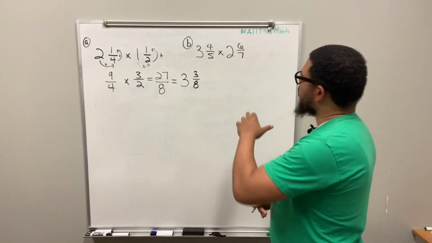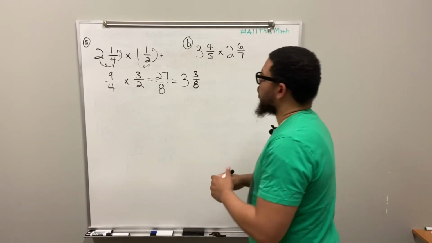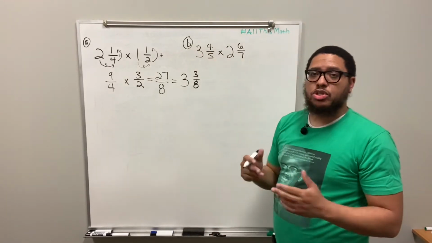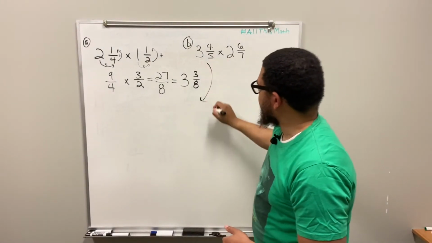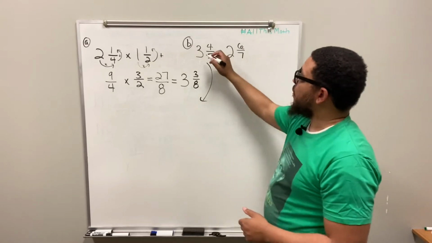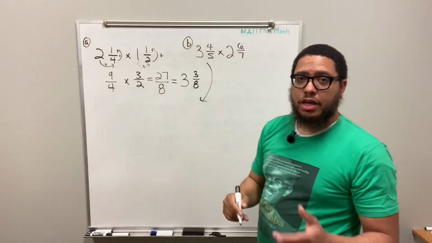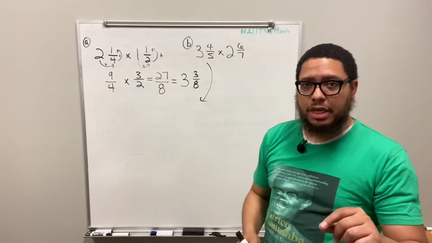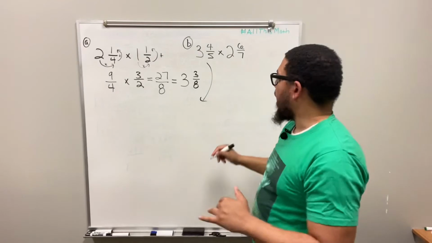Now, we're going to do the same thing with the second example. We're going to convert 3 4/5 to a fraction. Let me move down here and make more space. So, 3 times 5 gives me 15. 15 plus 4 gives me 19. 19 is my numerator. I keep the 5 as my denominator.